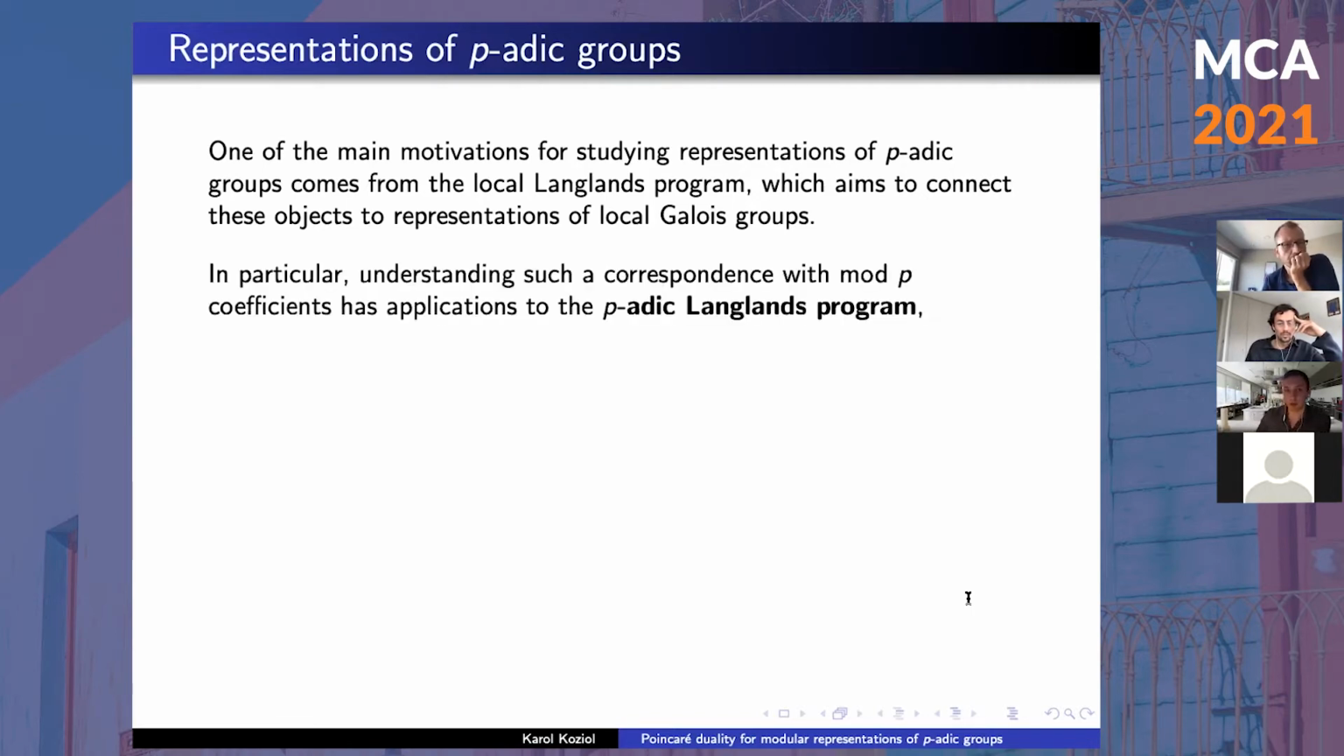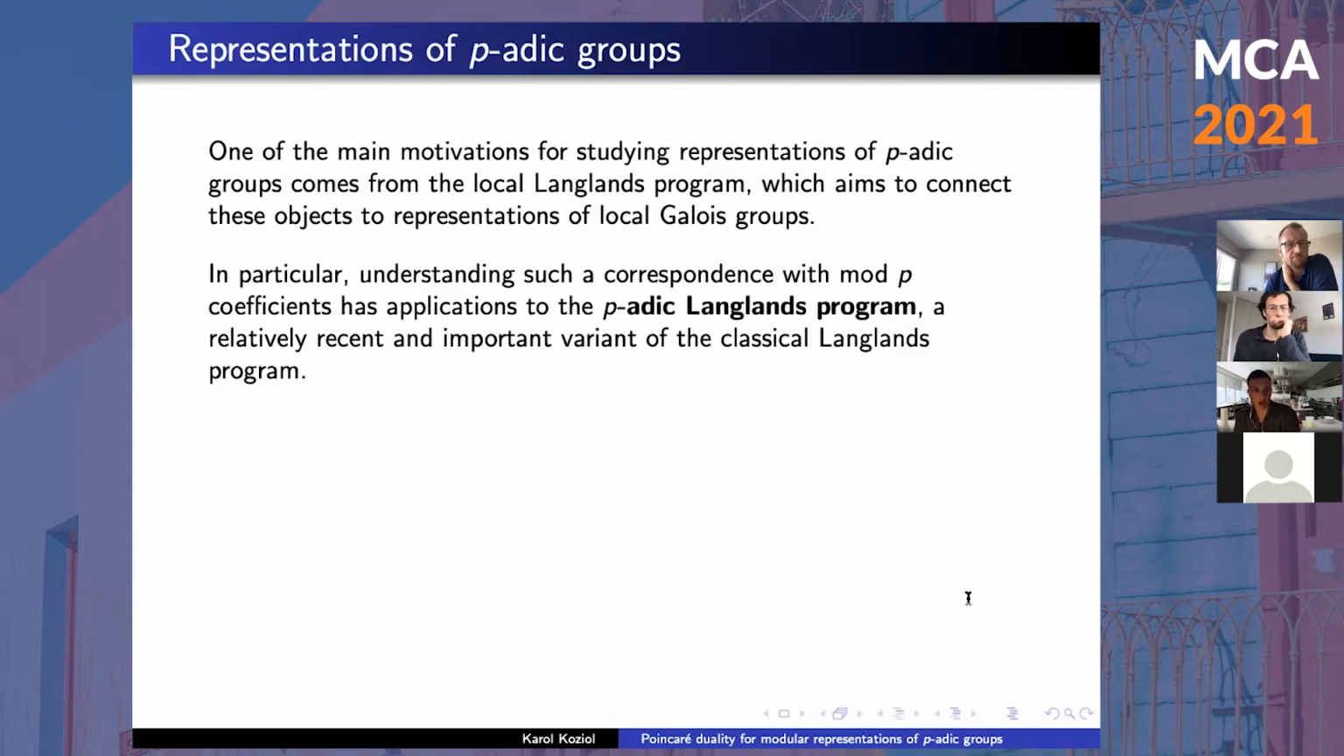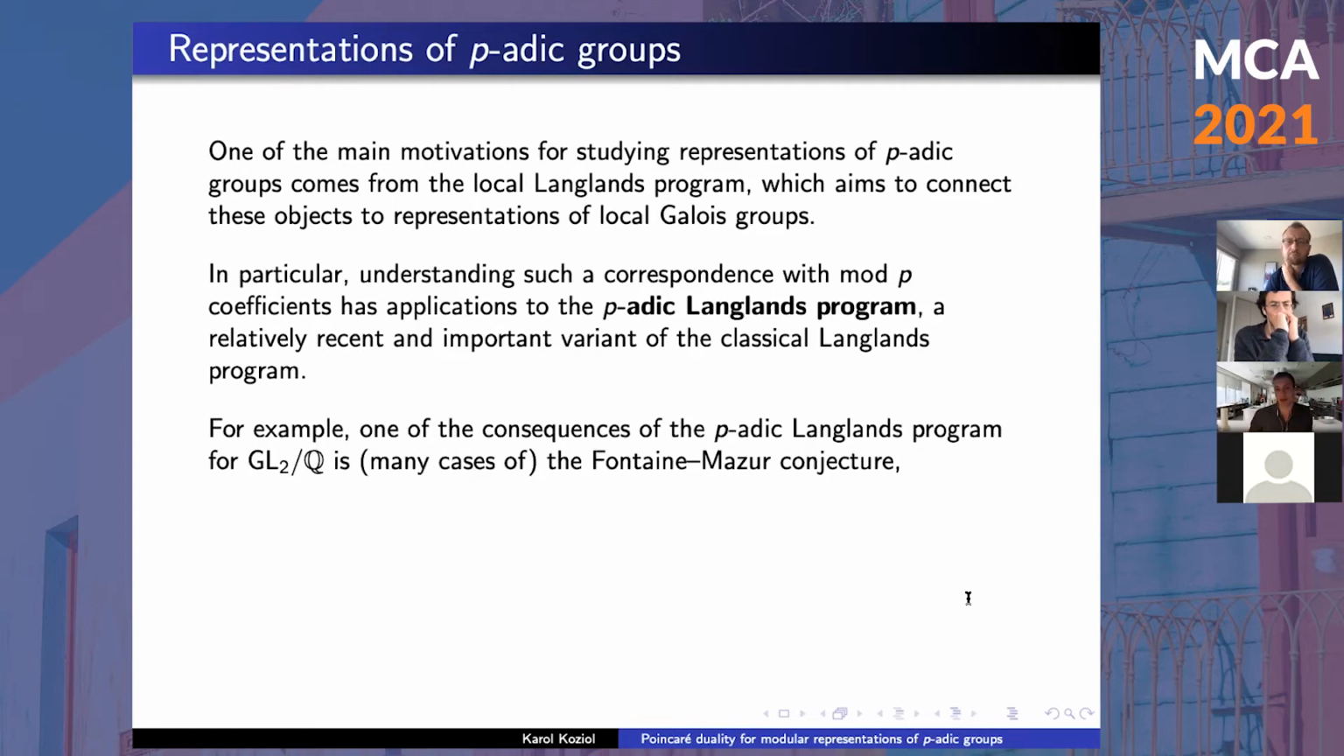And for most of what I'm going to be interested in, I'm going to take this field C to have characteristic p, which oftentimes people are quite afraid of, and I'll indicate why going forward. But understanding such a correspondence with mod p coefficients has applications to the p-adic Langlands program, which is a relatively recent and important variant of the classical Langlands program. My goal is not to talk very much about the Langlands bridge, but let me just give an indication of how important this p-adic version is.